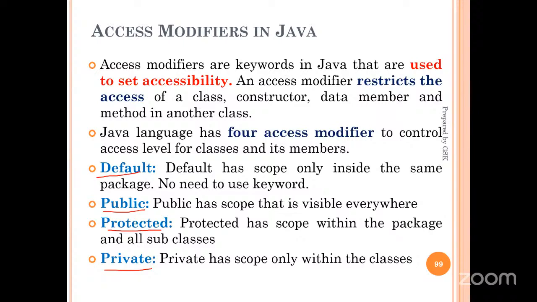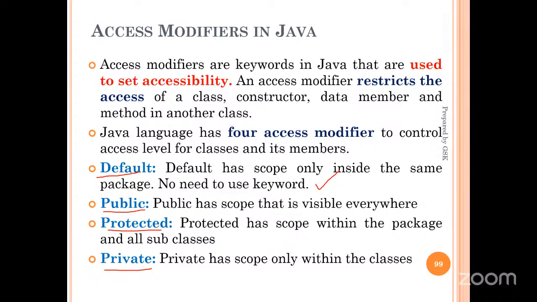Then let us try to understand these one by one. Default has the scope only inside the same package, and no need to use the keyword default. If you are not using any keyword, the meaning is by default that is a default type access modifier, and the default type variables or methods can be accessed within the same package only. A package is nothing but a collection of the similar classes, collection of the relative methods, and so on. That is called a package.